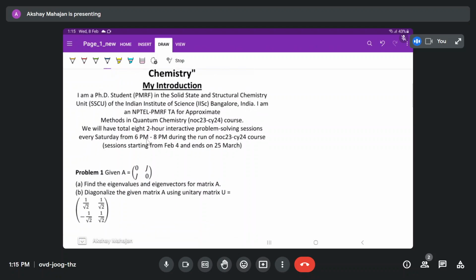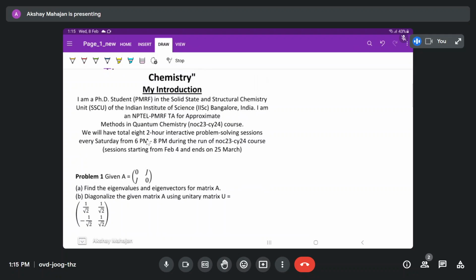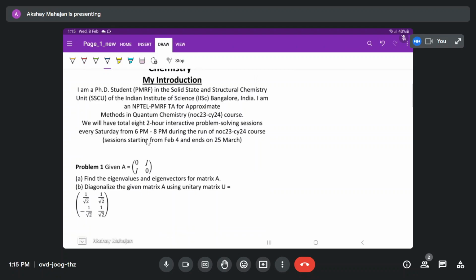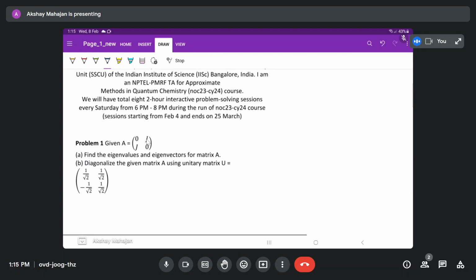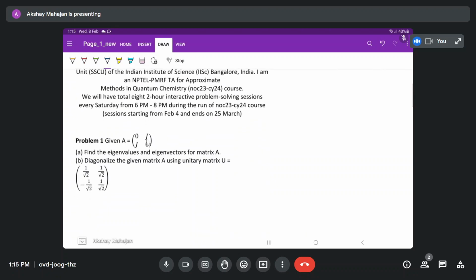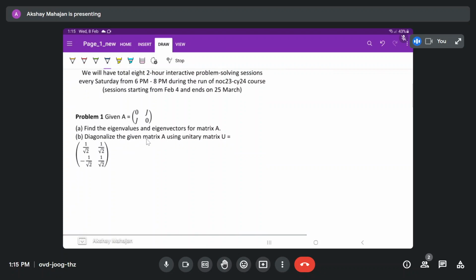Okay, a quick intro of mine. I am a PhD student, Prime Minister Research Fellow, PMRF, in the Solid State and Structural Chemistry Unit, SSCU, of the Indian Institute of Science, IISc Bengaluru, and I am an NPTEL-PMRF TA for this course, Approximate Methods in Quantum Chemistry. There are going to be 8 total 2-hour interactive sessions, one of which was held last week, and this is a rerun for that.